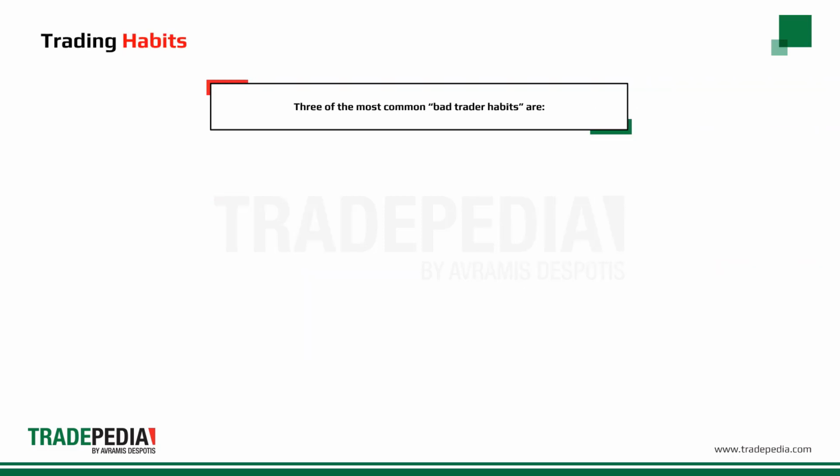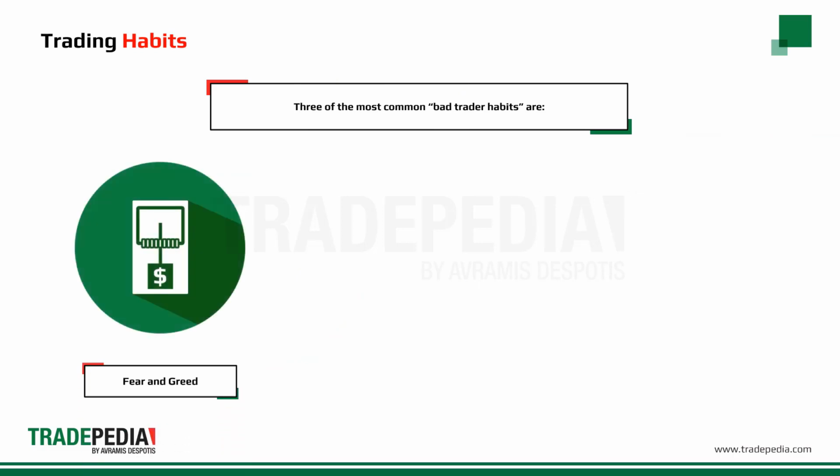Three of the most common bad trader habits are, first, fear and greed. Fear and greed are instincts that evolved long ago when we lived off the land as hunter-gatherers and took refuge in simple shelters like caves. Although very useful then, many do not work so well in modern man-made environments like trading.